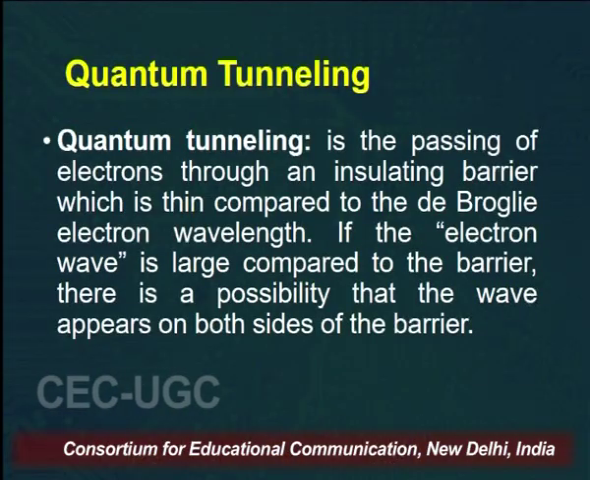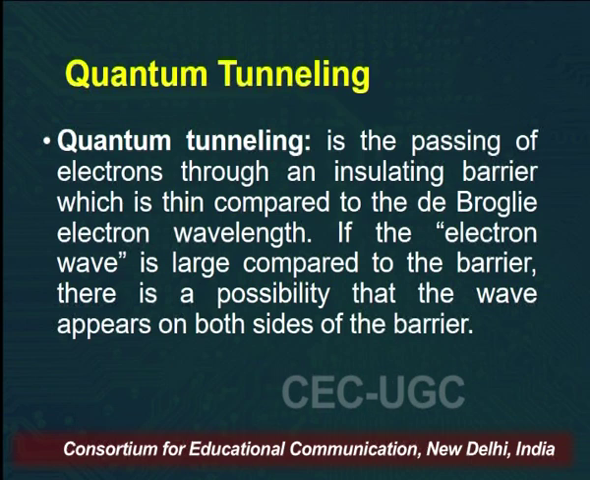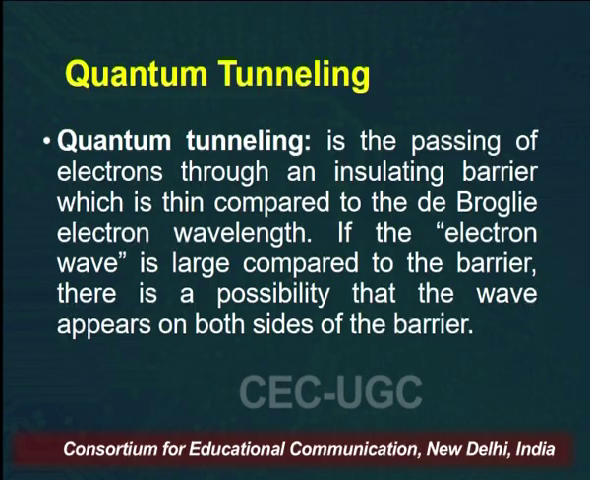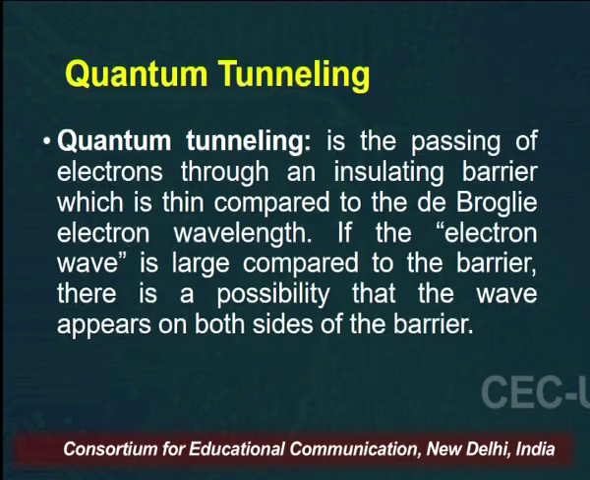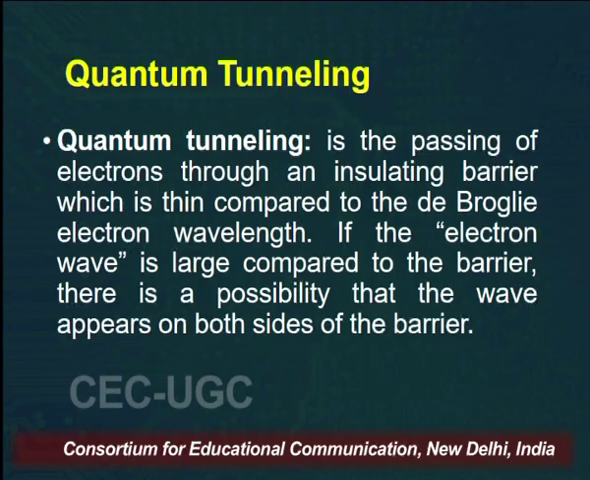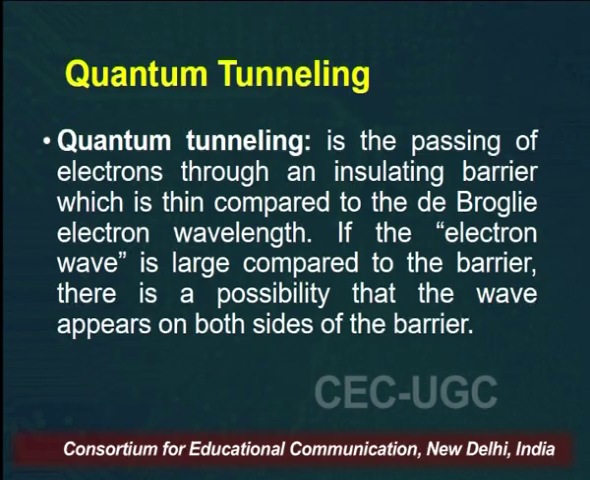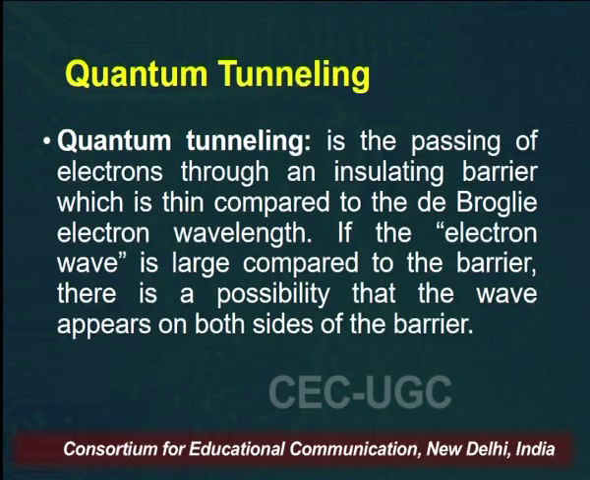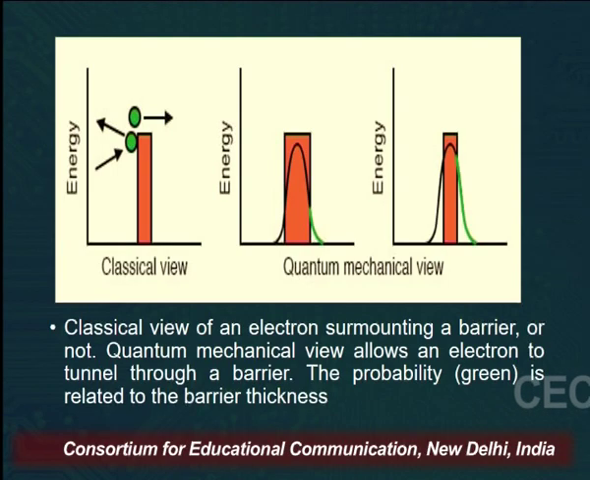Quantum tunneling is the passing of the electron through an insulating barrier which is thin compared to the de Broglie electron wavelength. That is why it is possible to tunnel the electron from one potential well to another potential well. If the electron wave is large compared to the barrier, there is a possibility that the wave appears on both sides of the barrier.